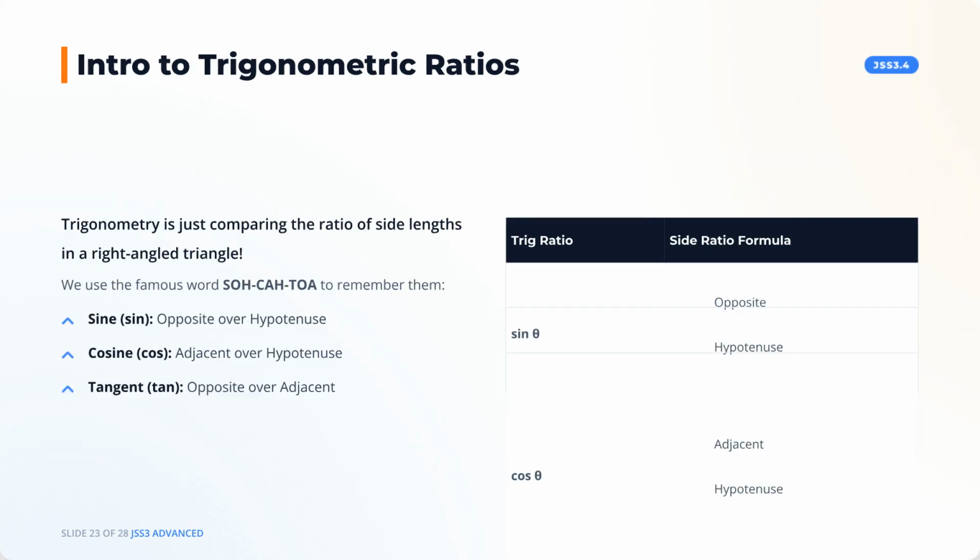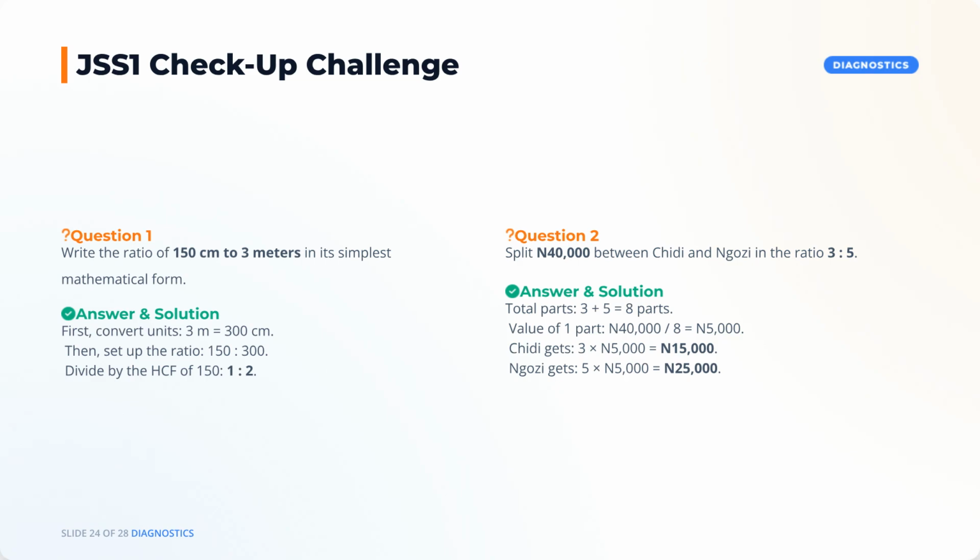Trigonometry relies on ratios of side lengths in right-angled triangles. Remember the acronym SOH CAH TOA to recall the relationships for sine, cosine, and tangent. Let's test your JSS 1 knowledge. Can you simplify ratios with mixed units or solve sharing problems? Pause the video to check your work against the provided solutions.